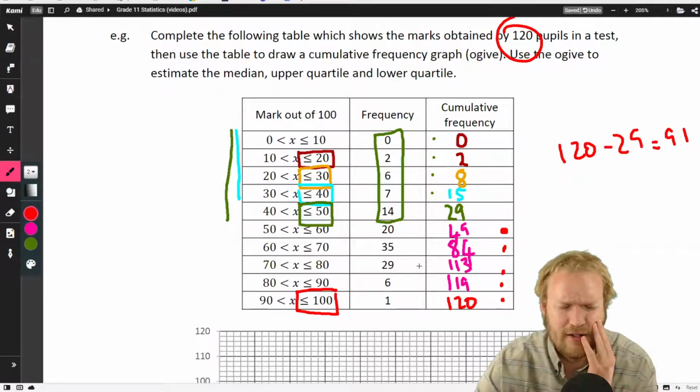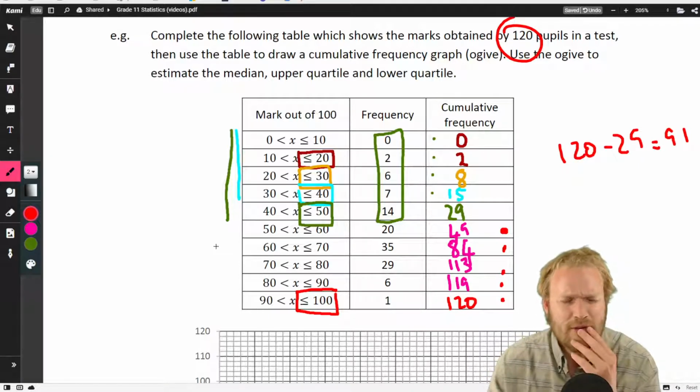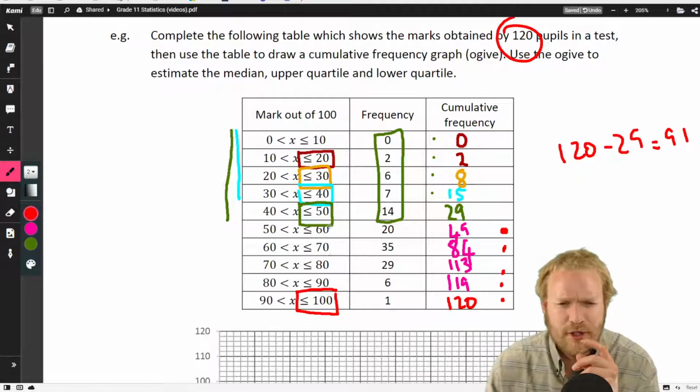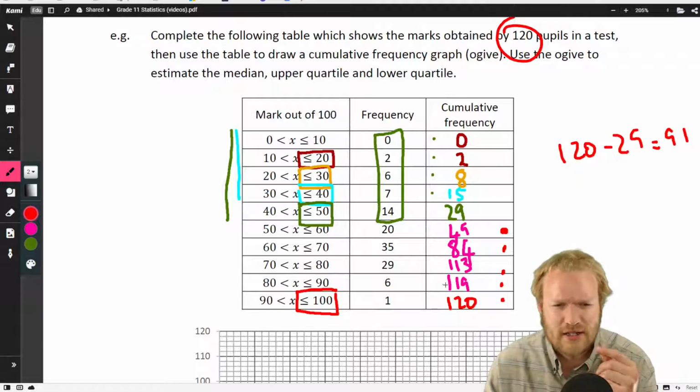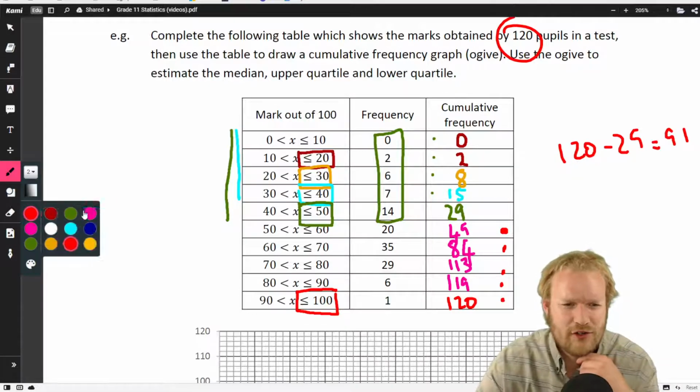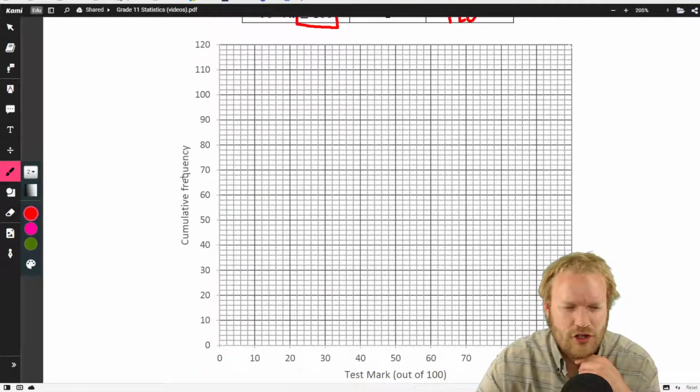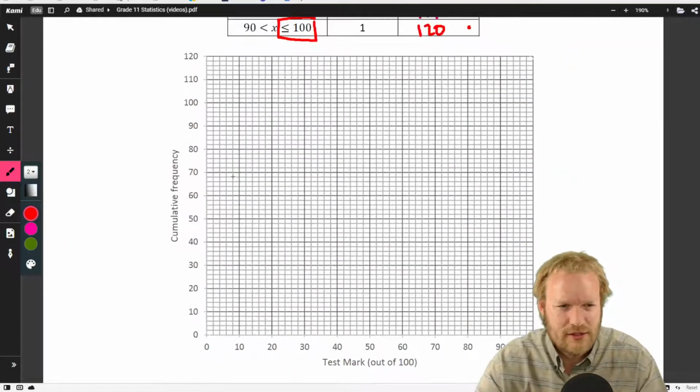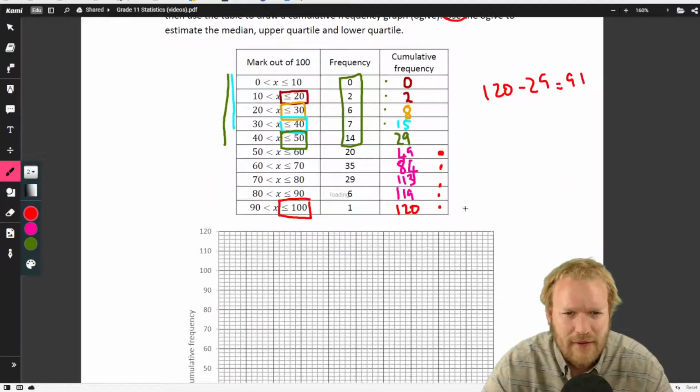Okay, so now let's draw our... Wait, one last question. How many pupils got less than or equal to 85? It's going to be hard to tell because we know that 113 got less than or equal to 80 and 119 got less than or equal to 90, but we don't know what's happening in between there. Ogive to the rescue. So let's plot those points and see if I can see them here.